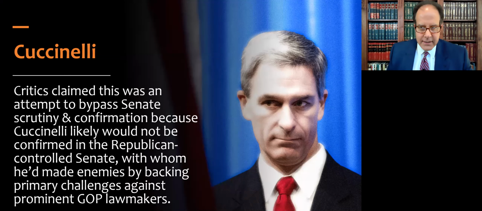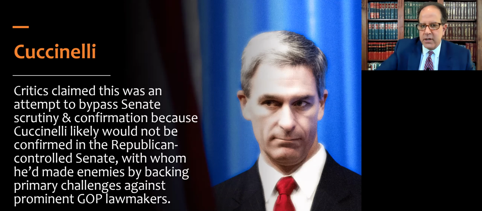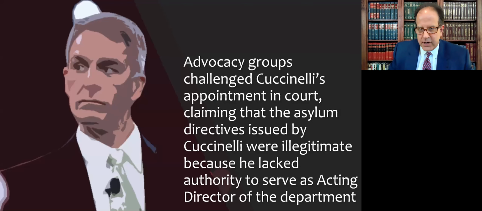Now, Ken Cuccinelli had made some enemies in Congress. And so even though the Senate was controlled by the same party as the president, it wasn't clear that this fellow would get confirmed by the Senate. He had made some enemies by backing primary challenges against some of the prominent Senate Republicans, and they had a grudge. That's the way the story goes. So Trump was trying to avoid having to go through a Senate confirmation process.